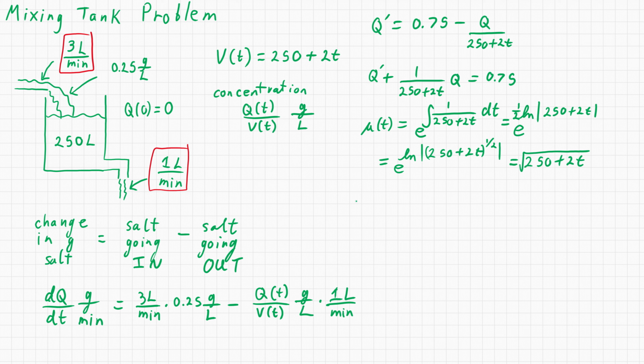So then going back, we'll end up with the square root of 250 plus 2t times Q prime, plus, if we multiply by the square root, I think we just end up with 1 over the square root of 250 plus 2t times Q, equals 0.75 times the square root of 250 plus 2t. From here you can do reverse product rule. We have to integrate this one again, which isn't so bad. I am running out of room here, so I'm just going to write down the answer and do the remaining steps.